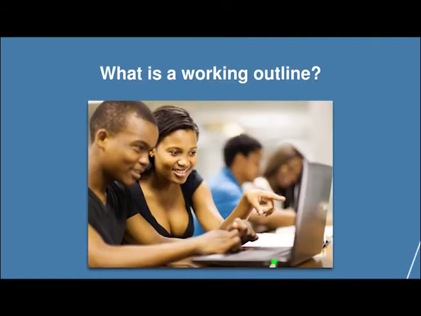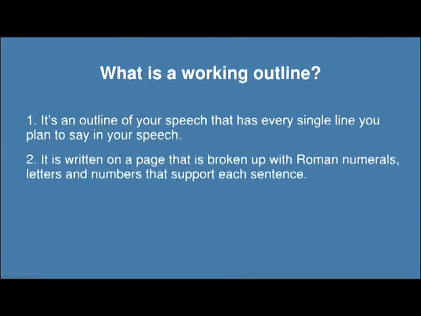So what is a working outline? In short, it is an outline of your speech that has every single line you plan to say in your speech. It's written on a page that's broken up with Roman numerals and letters and numbers that support each sentence.